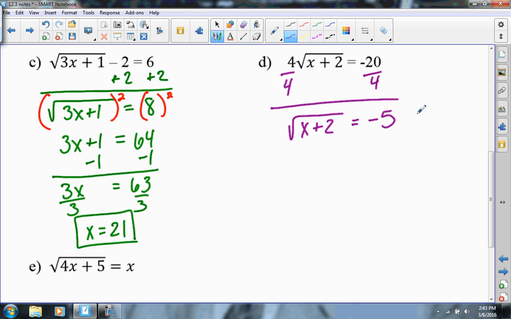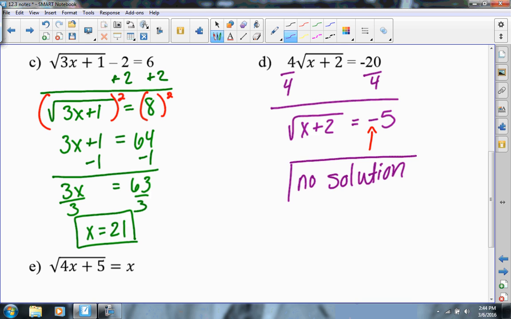Now, here's an issue. If I try to solve this problem, that means that whatever number I put inside this square root, I have to be able to take the square root of it and get a negative number for a solution. And that's not possible, okay? Because of that negative right there. I can't take the square root of some number and get a negative answer. So I can stop right here and just say that there's not going to be any solution.